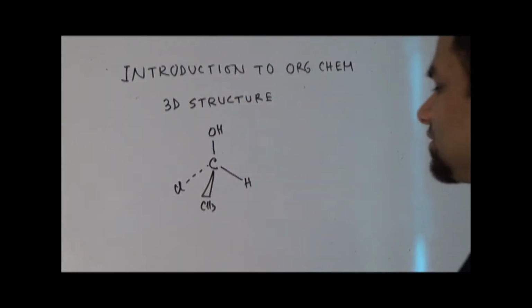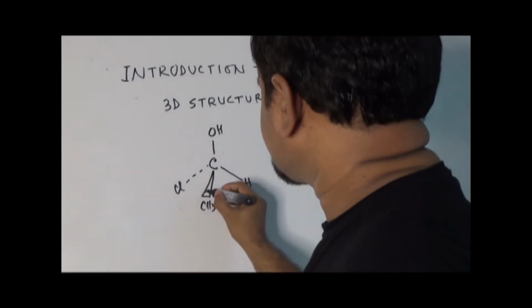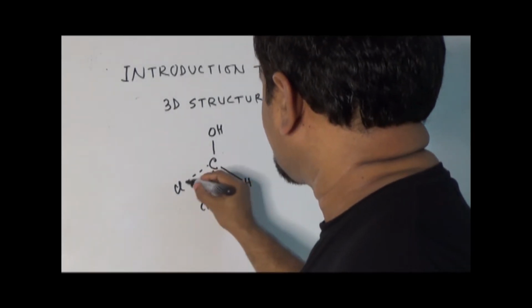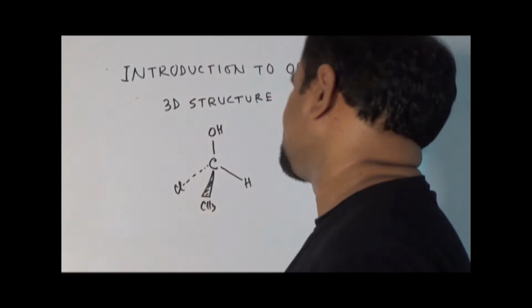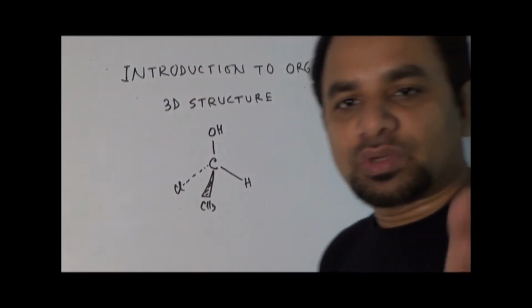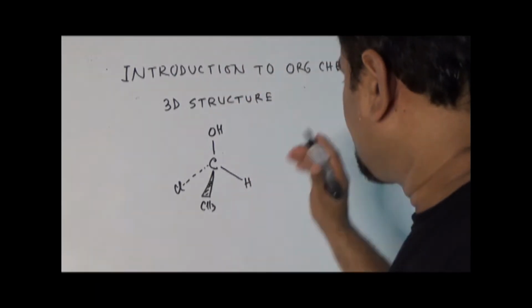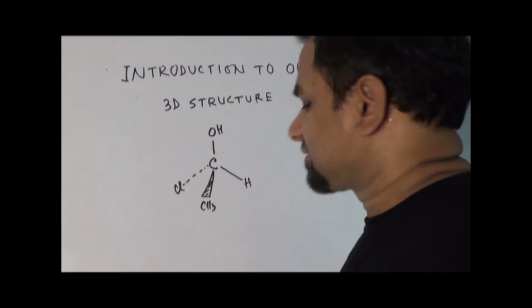This is the 3D structure, and the group will be on this side. This is the wedge shape, and this is the broken line. That is, this is not on this side. The chlorine is present on the opposite side of this one. So you have to maintain these 3 rules. Any type of formula we can write in 3D structure.